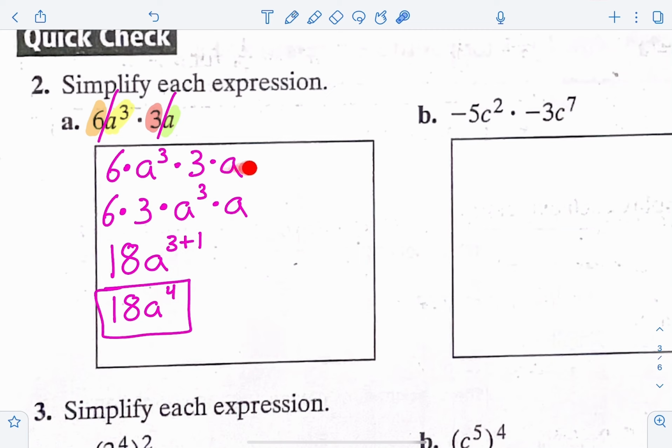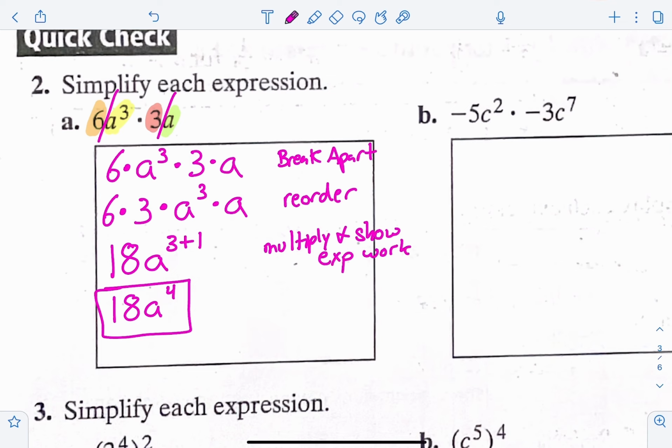So that first step, we just broke them apart. Here, we'll write this. Break apart. The second step, reorder, multiply, and show exponent work. And then that last step is the answer. Okay, so break them apart, reorder them, do that multiplication for the numbers, and then show your work for the exponents. And you end up with 18a to the 4.